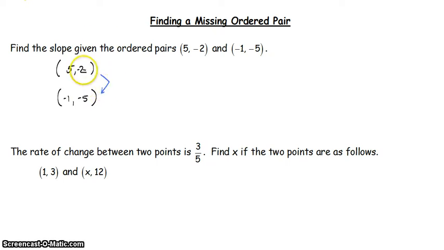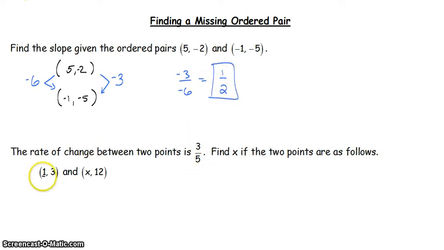You jump from -2 to -5. You're going down 3, so that's a -3. From a 5 to a -1, down 6, so that's a -6. Your rate of change is -3 over -6. Simplifies to a positive 1 over 2.